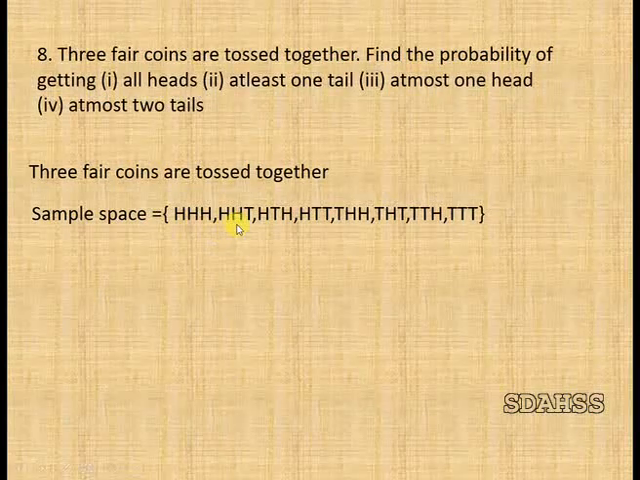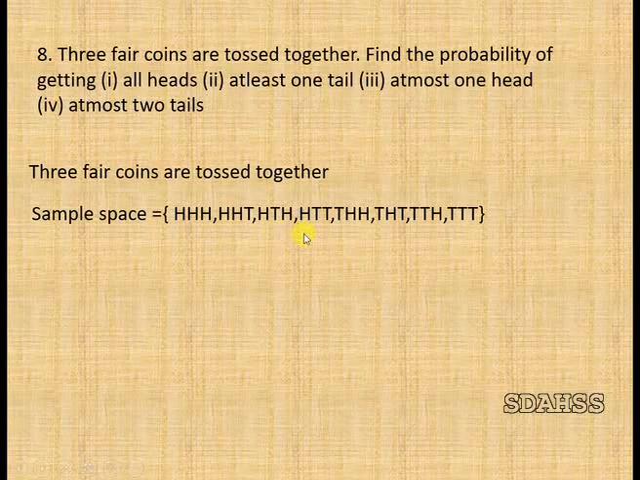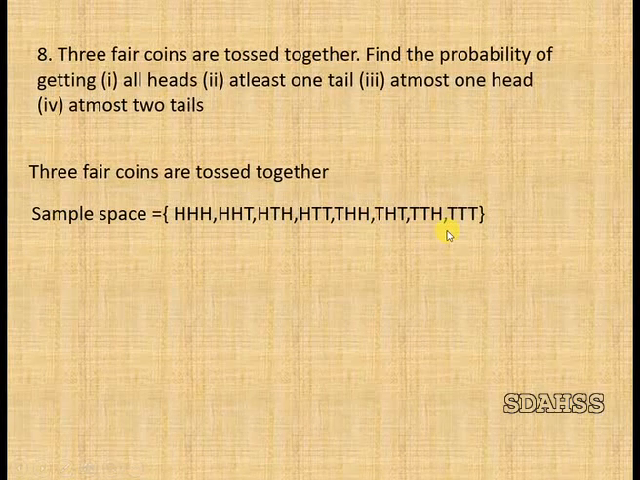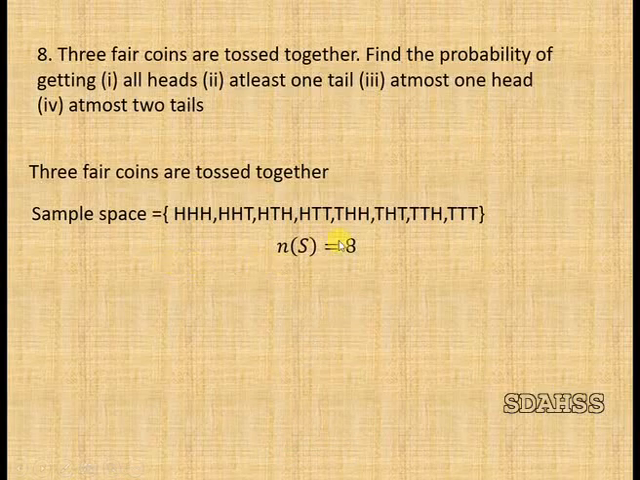HHH, HHT, HTH, HTT, TTH, THH, THT, TTT. And n of S is equal to 8. Totally there are 8 outcomes.